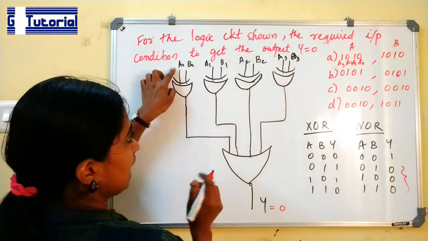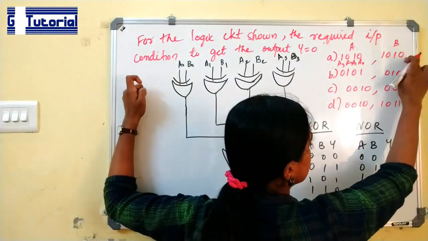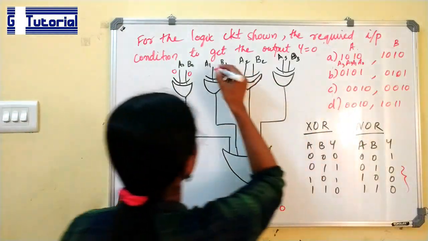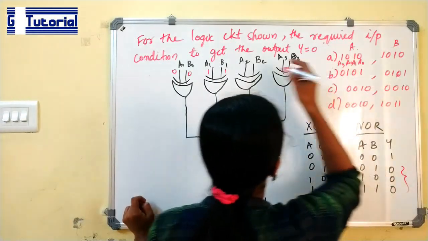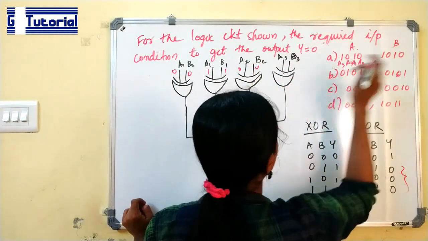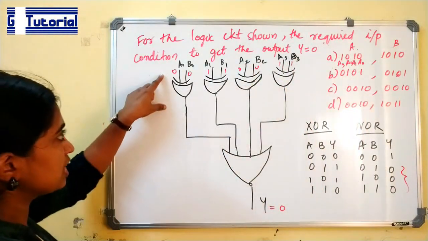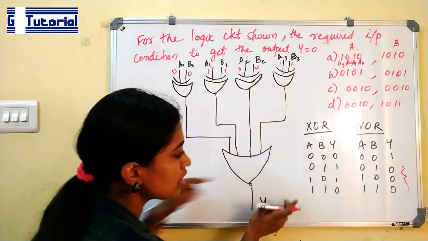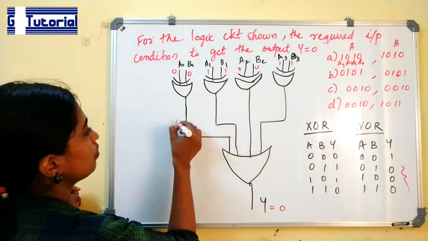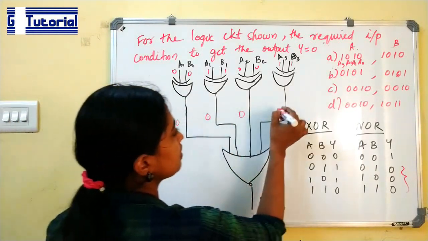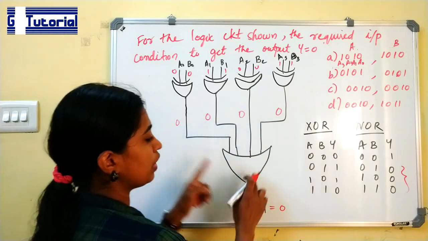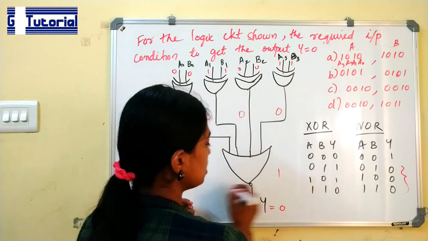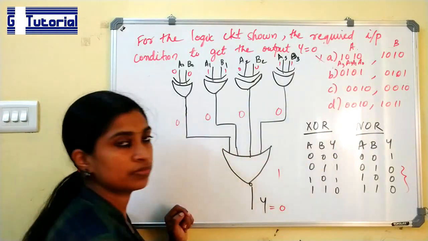So first case, A0 is 0 and B0 is 0. So 0, 0 is the input to this gate. Next is 1 and 1. Next is 0 and 0. Finally 1 and 1. XOR gate is an inequality detector. When the inputs are same, the output is 0. So the output is 0 here, here also, here also. When all the inputs to a NOR gate are 0, the output is 1. So this is not the correct option.